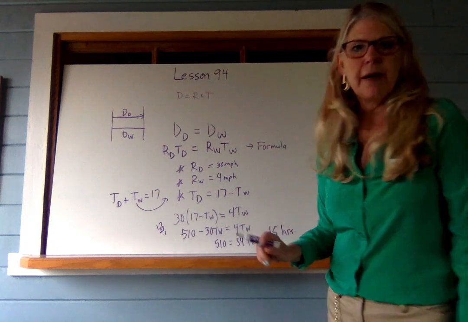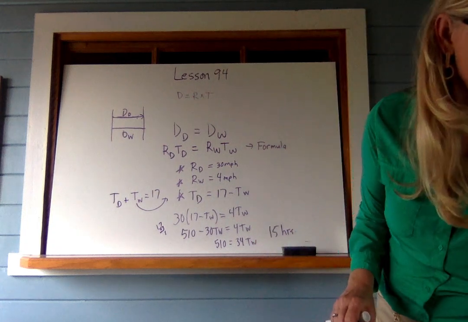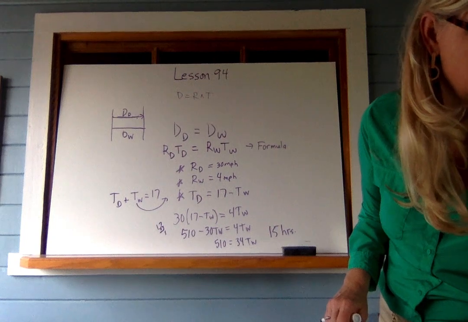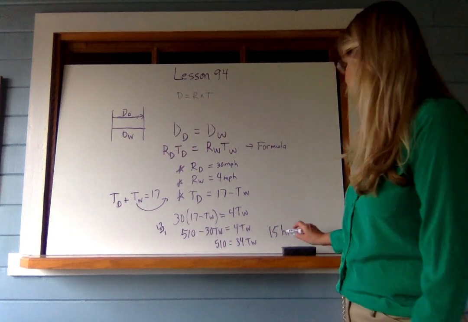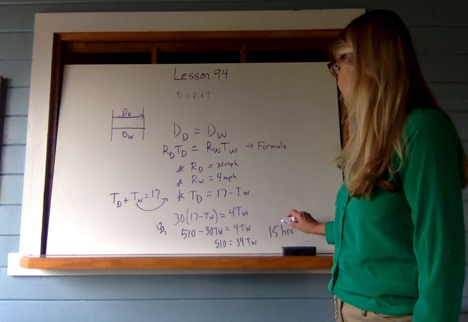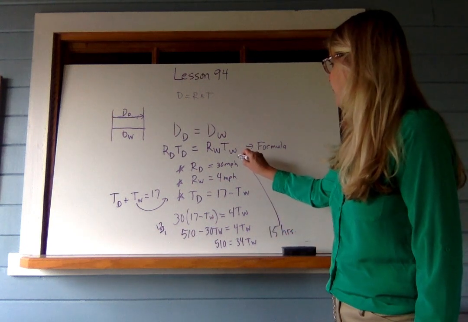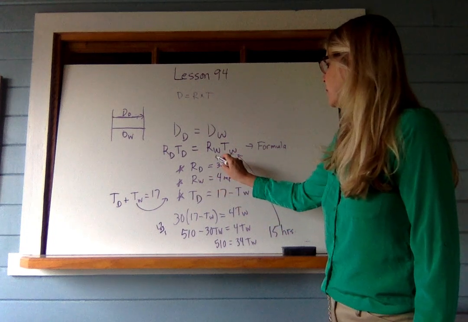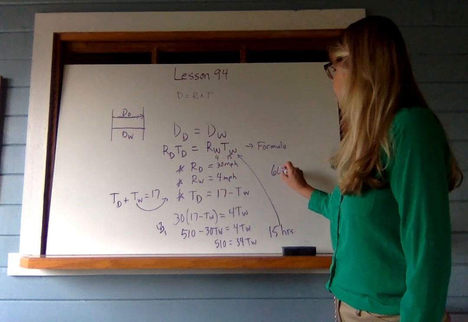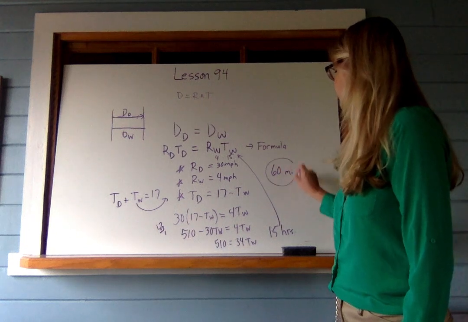Now the question asked, let's go back, how far did she walk? So they want to know the total distance. If we know a time, TW, we'll just put it right up here. Our RW was 4, so 4 times 15, she went 60 miles.